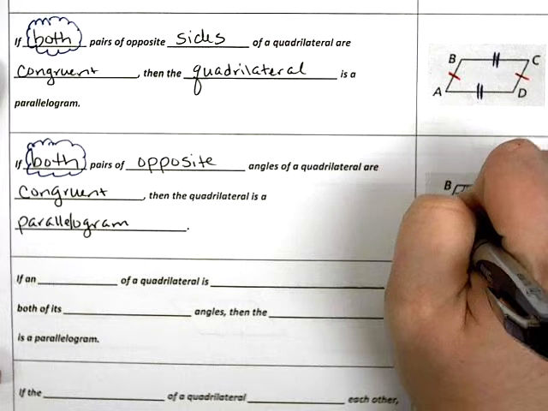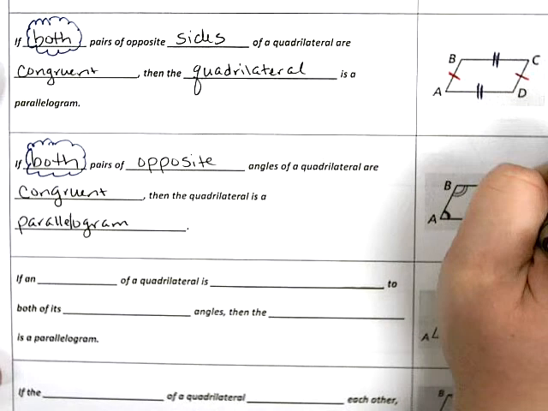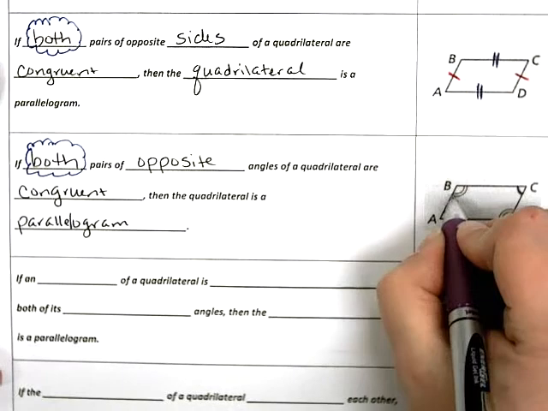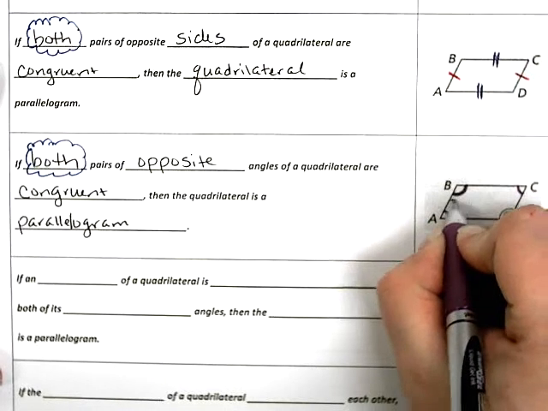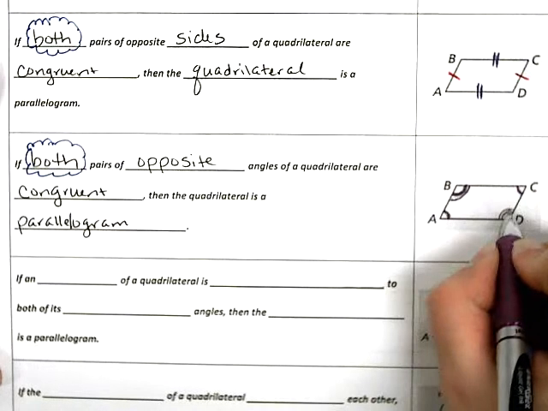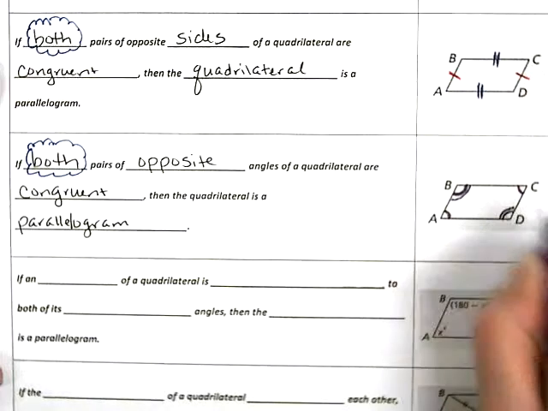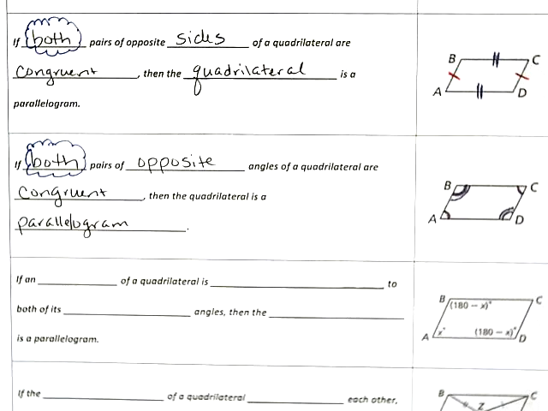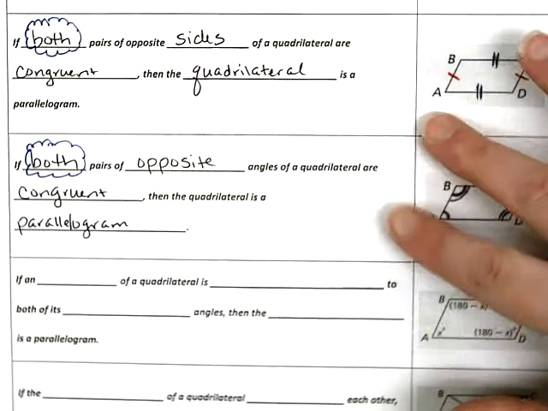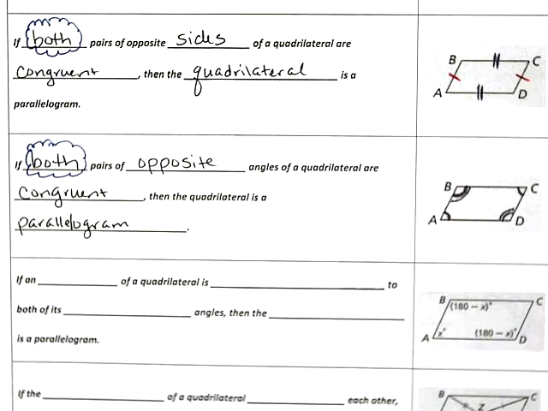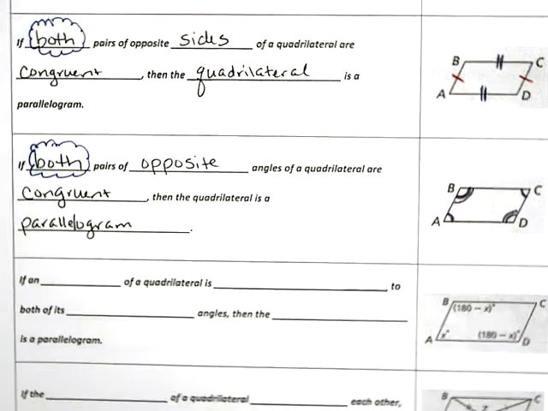So over here we've got angle A is congruent to angle C, and we've also got angle B is congruent to angle D. Okay? The key word again for both of those is that it has to be both. It's not one pair of opposite sides congruent. That doesn't get us a parallelogram. It has to be both.